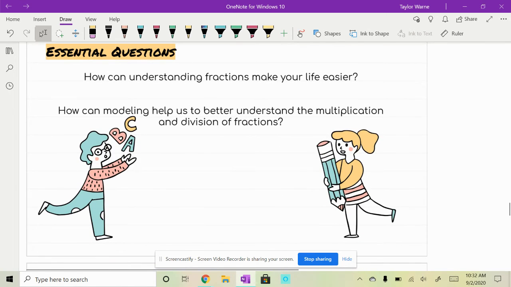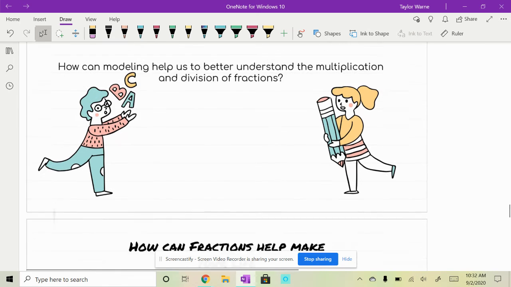All right, so here's some essential questions. I just want you to take a pause, see if you can real quick jot down some ideas. So how can understanding fractions make your life easier? And how can modeling help us to better understand the multiplication and division of fractions? Okay, so again, take a quick pause, jot down some ideas.